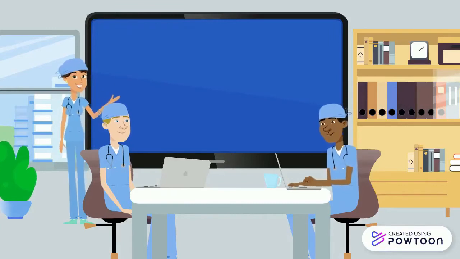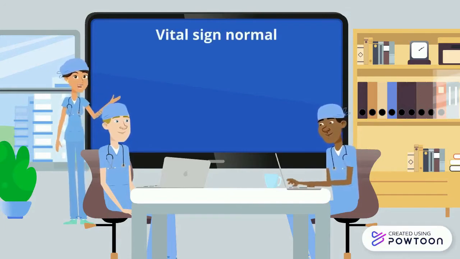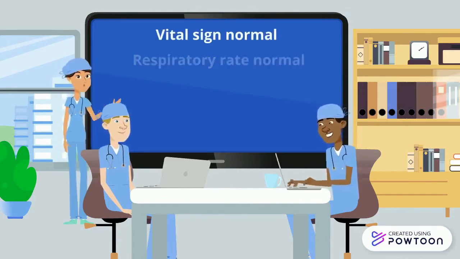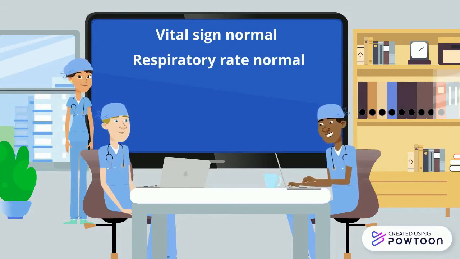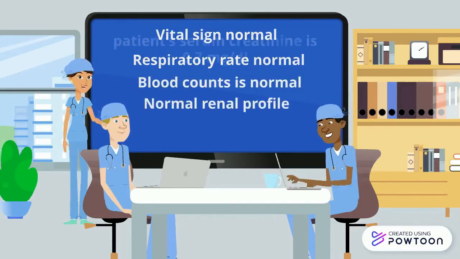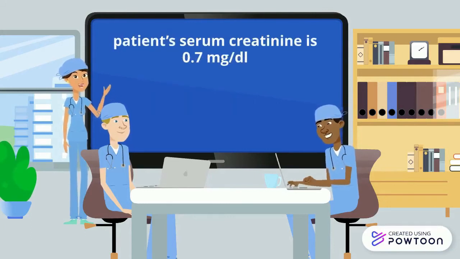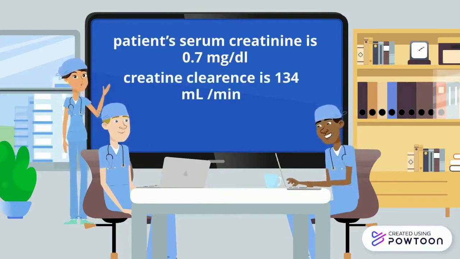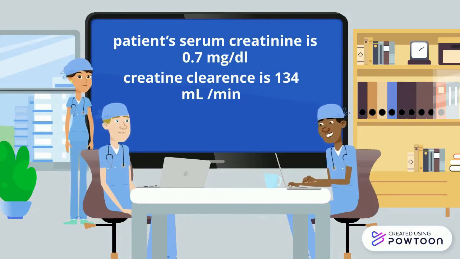Based on the patient's information in this case, the vital signs are within normal limits. The same goes for the respiratory rate. Regarding the patient's laboratory findings, the patient's blood counts are normal, along with a normal renal profile in which the patient's serum creatinine is 0.7 mg per deciliter and his creatinine clearance is 134 milliliters per minute. The most important laboratory finding is the culture and sensitivity test.